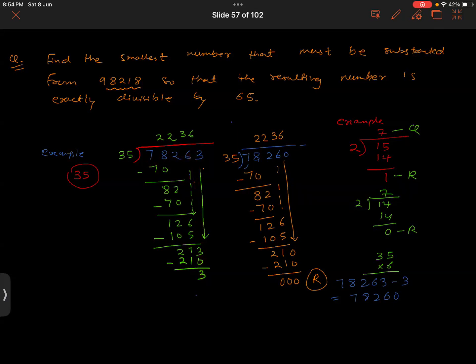But I have to divide that big number by 65. Yeah, exactly. That's what the question says. First of all, write down this question in your copy. Give the heading divisible division, and then give the subtopic word problem and write this down. This is the word problem question.